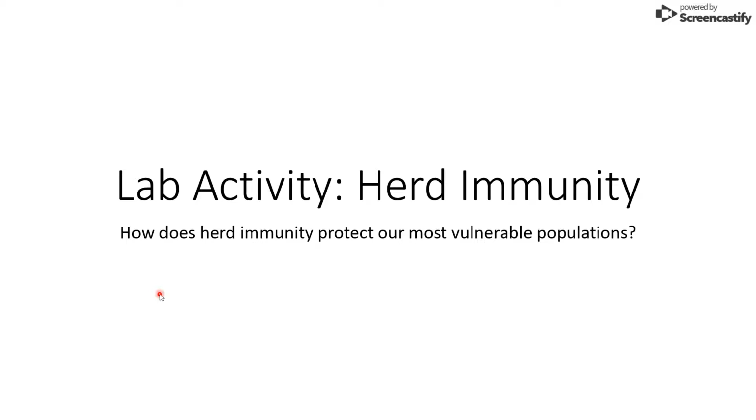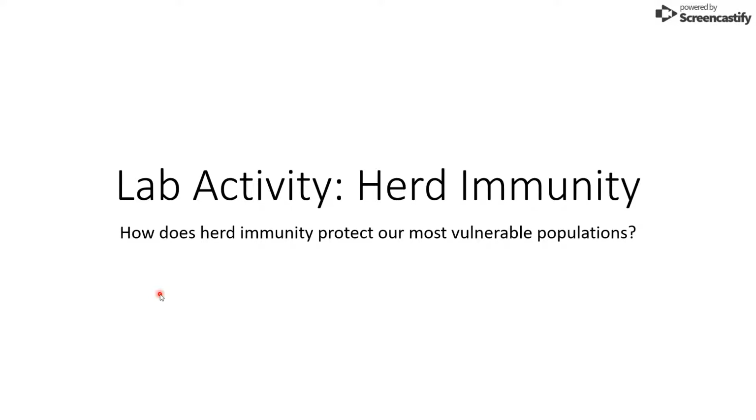Hey everybody! The purpose of today's video is to review how the body's adaptive immune system works and how vaccines can be used to protect a person from acquiring certain diseases in their lifetime. This video will also teach you about the importance of herd immunity, after which I will walk you through the data collection portion of our herd immunity lab activity.